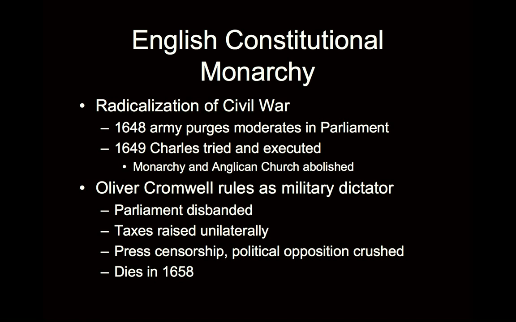England became increasingly dictatorial under this military rule. Cromwell disbanded Parliament. He imposed taxes on his own to pay for his wars, and he imposed censorship to crush all political opposition. He died in 1658, and after that period of military dictatorship, most English wanted a return to monarchy with Parliament as its check.